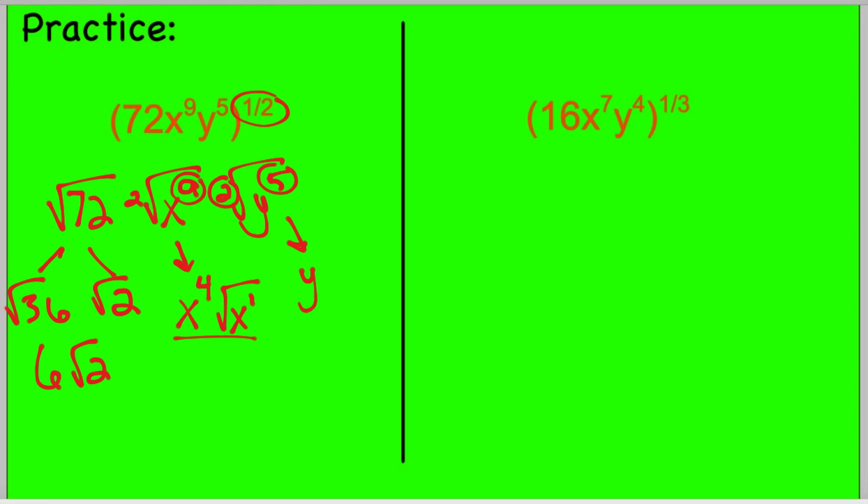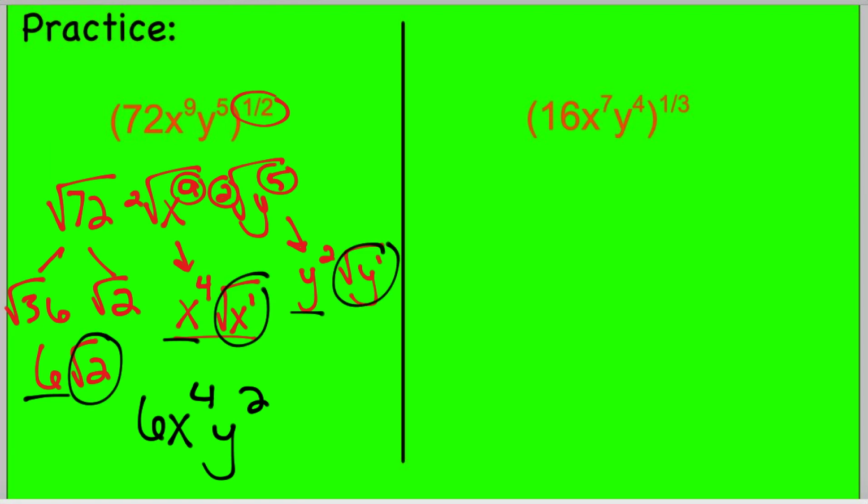Well, it goes in twice, so it's y to the power of 2. But then you have 1 left over, so y to the 1 left over. And as we spoke about last class, we just take all the things that are outside the radical and write them together. So 6x to the 4th y squared. And then all the things that are in the radical, we're going to write those together as one radical, so 2xy. And that's our answer for that one.